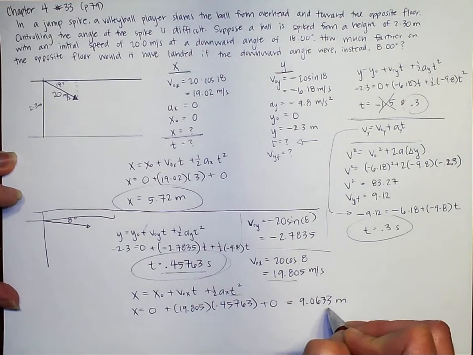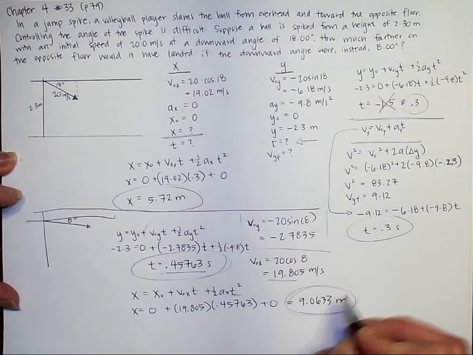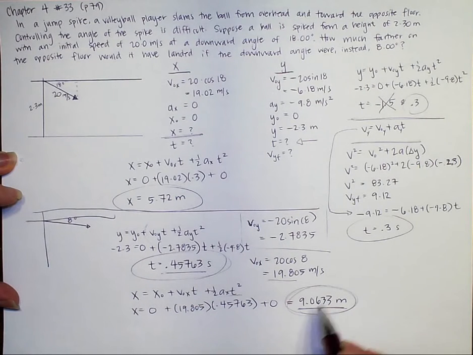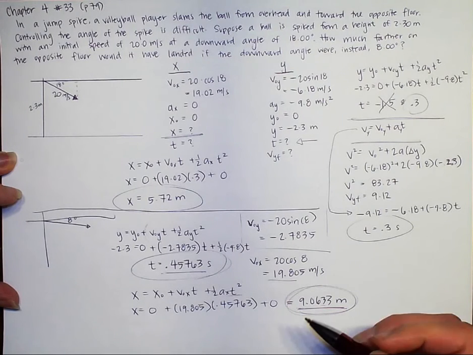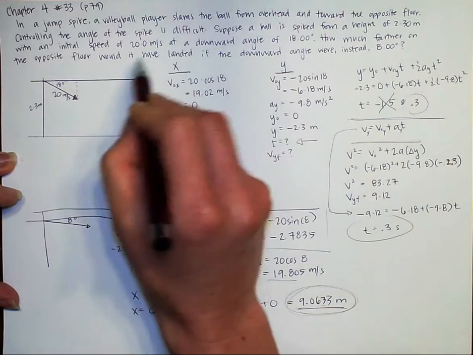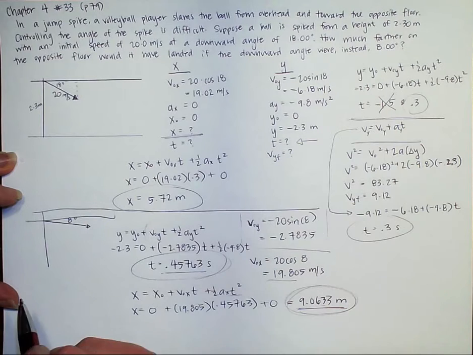And we find out that our distance here is 9.0633 meters, which, fun fact, would have gone out of the volleyball court, so hopefully somebody else hit it so you didn't go out. But that's not the point. The point is how much further would it have landed with this angle?